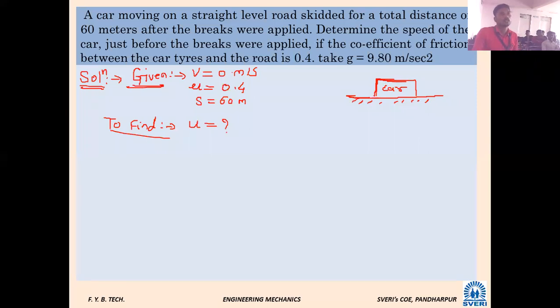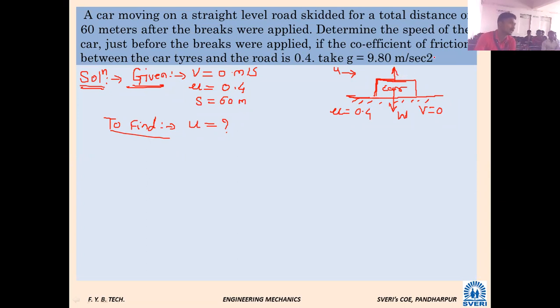Okay. There may be a certain weight of that car. The car will have some weight W here. It is moving here, suppose that V is going to become 0, and the car is moving with velocity U initially, which we want to find. This is W, and mu is also given here, 0.4. Then there may be a reaction from the road to the tires. At the end of the tire there will be a certain reaction.